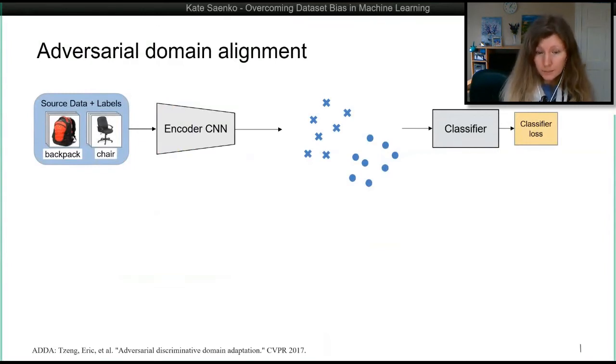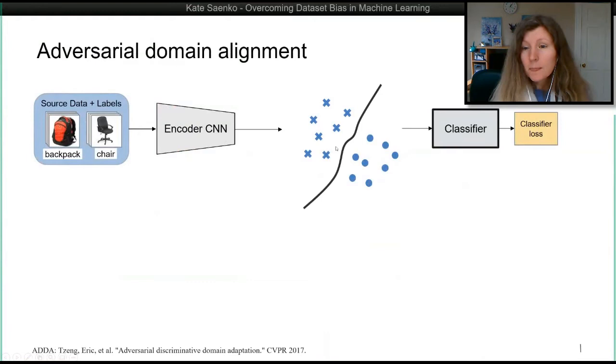adversarial domain alignment. So here we want to take a neural network, which I'm showing here as this encoder convolutional neural network, because we're dealing with images, so we always use convolutional networks. And we have some training data with labels. If we train this using regular classifier loss, we can generate features from our encoder CNN. Here I'm just showing it for two classes for clarity. And then the last layer will be our classifier layer. So we can visualize the decision boundary that it learns between one class and the other class.